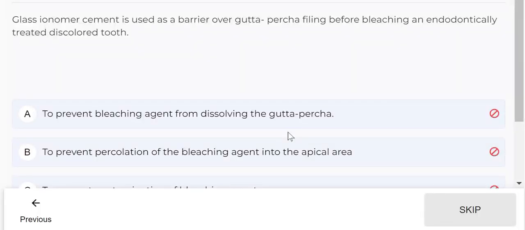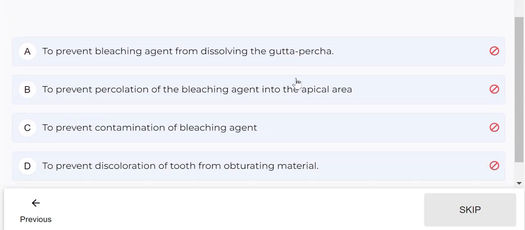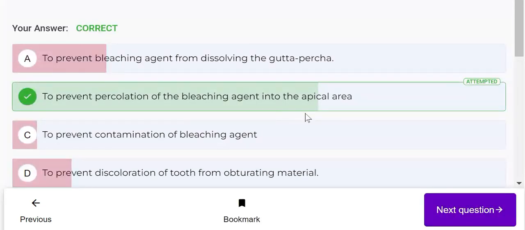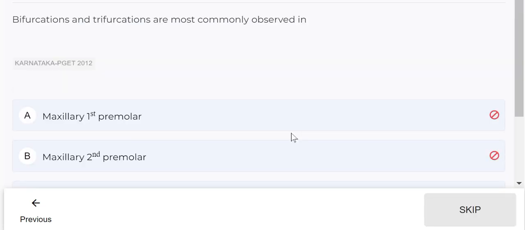Glass ionomer cement is used as a barrier over gutta-percha filling before bleaching an endodontically treated discolored tooth. Why is it done so? To prevent bleaching agent from dissolving the gutta-percha, to prevent percolation of the bleaching agent into the apical area, to prevent contamination of bleaching agent, to prevent discoloration of tooth from obturating material. The correct answer is to prevent percolation of the bleaching agent into the apical area.